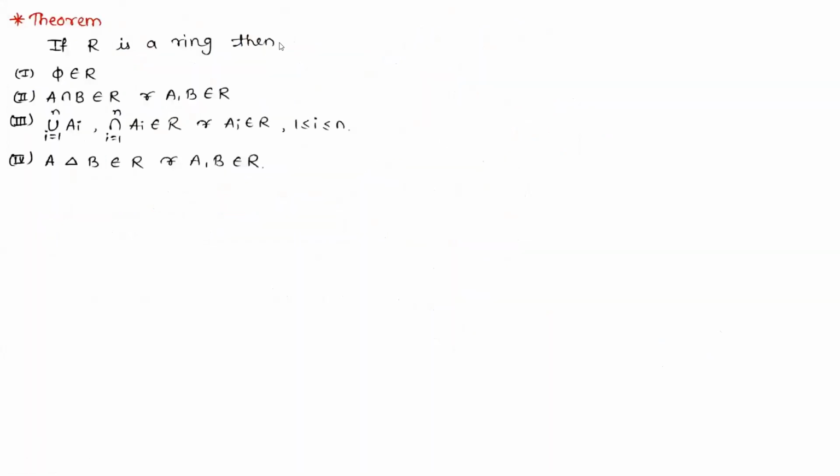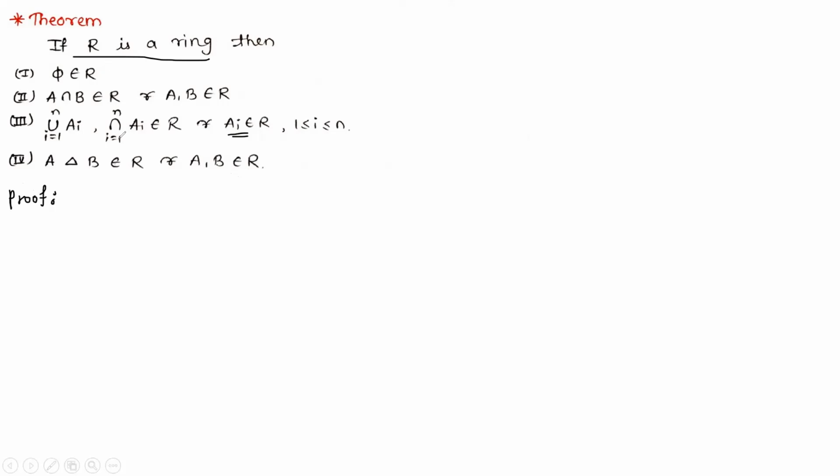Now next is the theorem. Here it is given that R is a ring. Then we have to prove that the empty set belongs to R; A intersection B belongs to R for A, B belonging to R; third, the union of i from 1 to n of A_i and the intersection of i from 1 to n of A_i both belong to R for A_i belonging to R; and A delta B belongs to R for A, B belonging to R. So let's start with the proof.